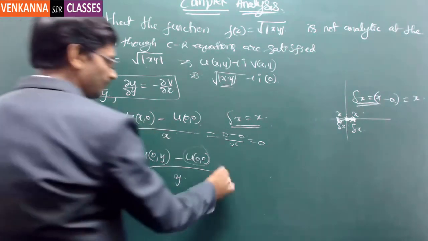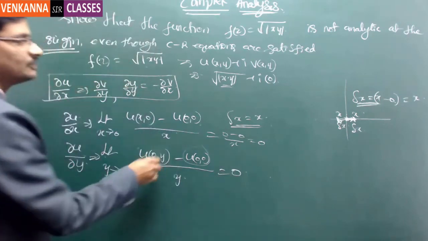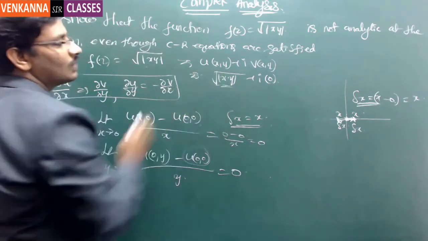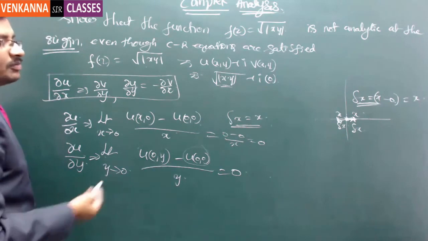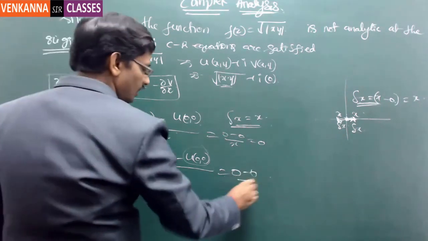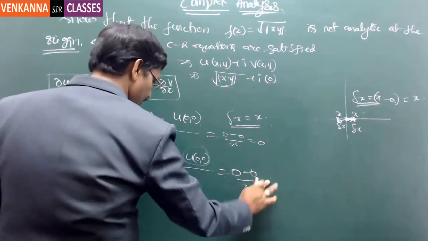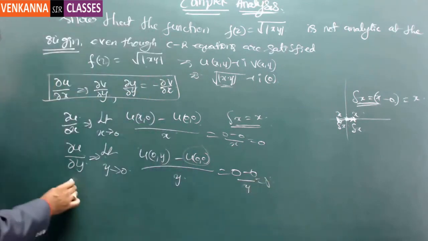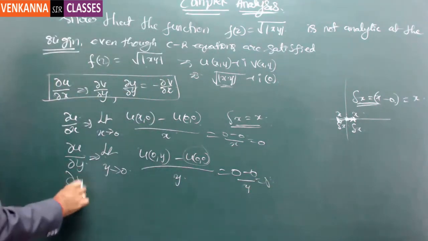So this is also 0. Because u of 0 comma y, if you put it here, the x value is 0 and whatever may be the value of y, it will be 0. So 0 minus 0 divided by y, this is again 0. Similarly, dou v by dou x.